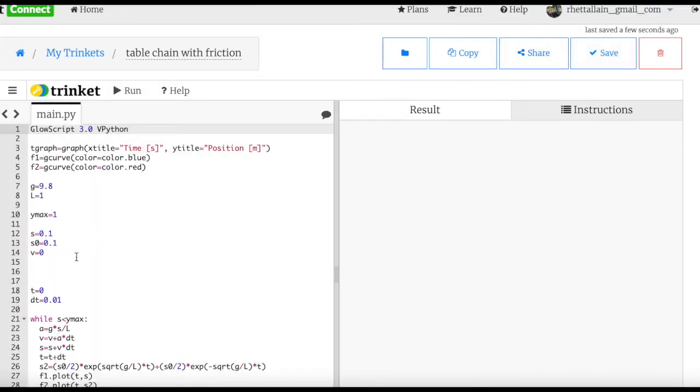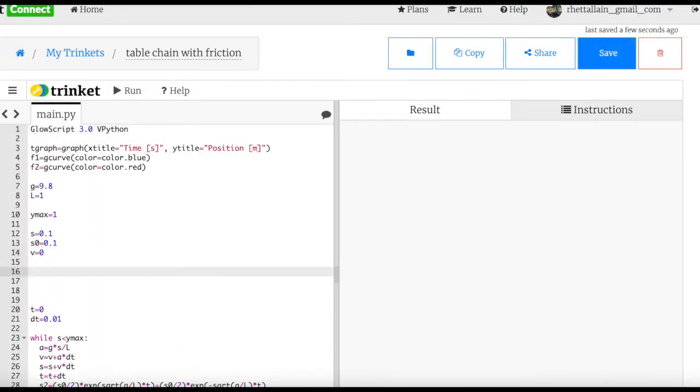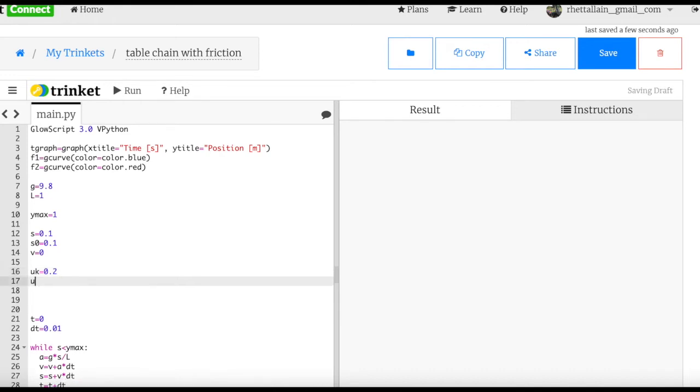So now I need to add in here a couple of things. I need the coefficient of kinetic friction. I'll call it UK equals, what did I say it was? I said it would be 0.2. 0.2, and the static friction US is 0.3. I already have the length. The mass doesn't matter, so I don't need that.